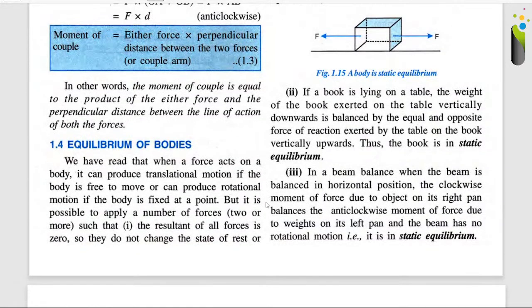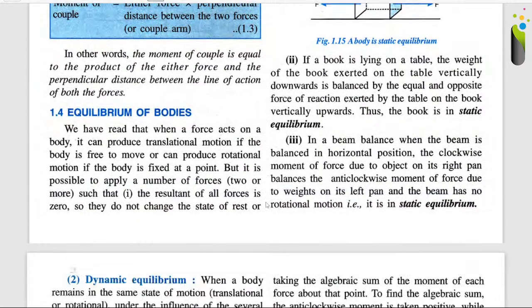Coming to the third, in a beam balance, when the beam is balanced in horizontal position, the clockwise moment of force due to object on its right pan balances the anti-clockwise moment of force due to weights on its left pan, and the beam has no rotational motion. That is, it is in the static equilibrium.